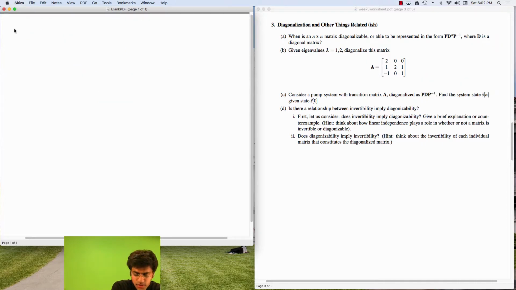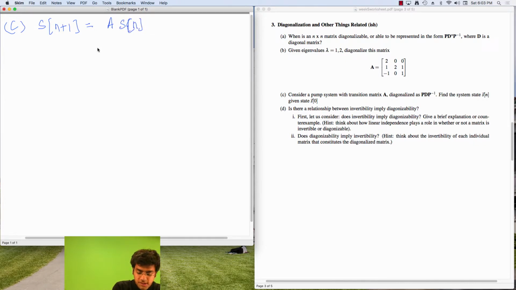OK, so let's start with part C, where we're given a transition matrix of a pump. And we don't know in particular what the pump system looks like, but all we know is that there is a transition matrix, which means the equation that the state vector at time n plus 1 will be the transition matrix times the state vector at time n.